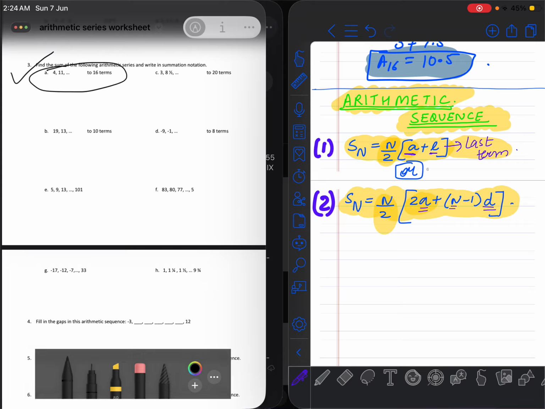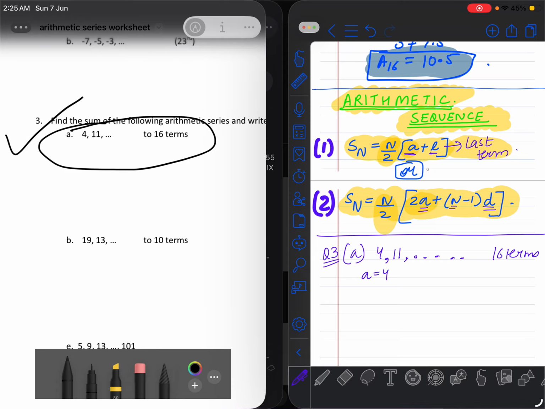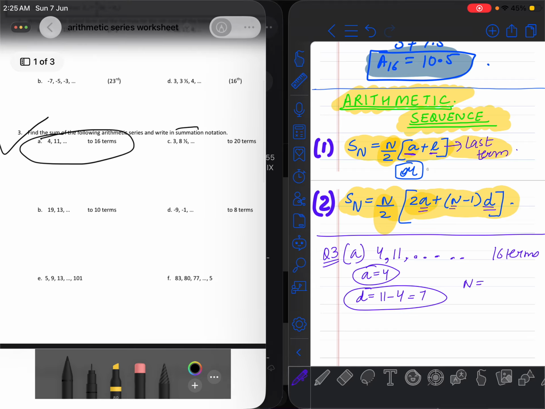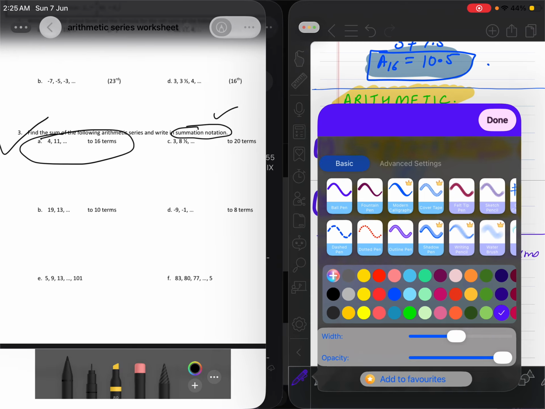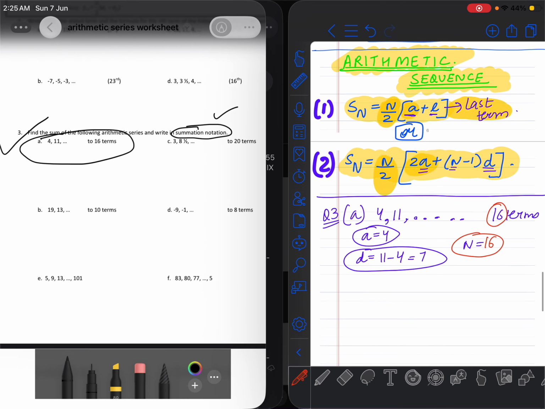So in the assignment, question number 3, part a, we have 4, 11 and so on till 16 terms. So a is 4, d is the second term 11 minus the first term 4, which is 7. And they are saying find the sum of the sequence and write it in summation notation, which means you also need to write it in sum format. So here n is 16.